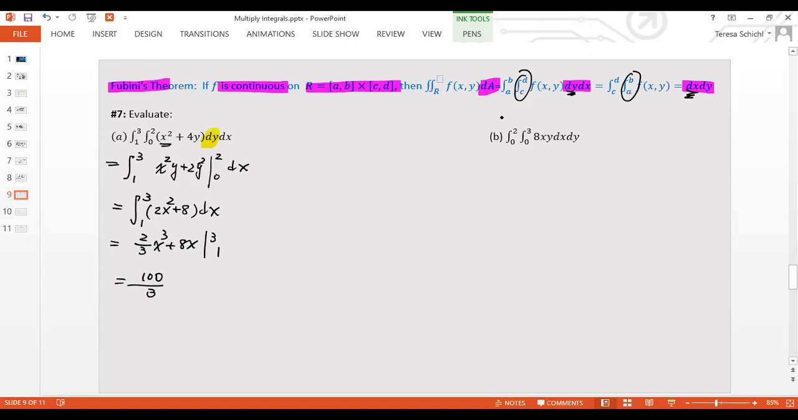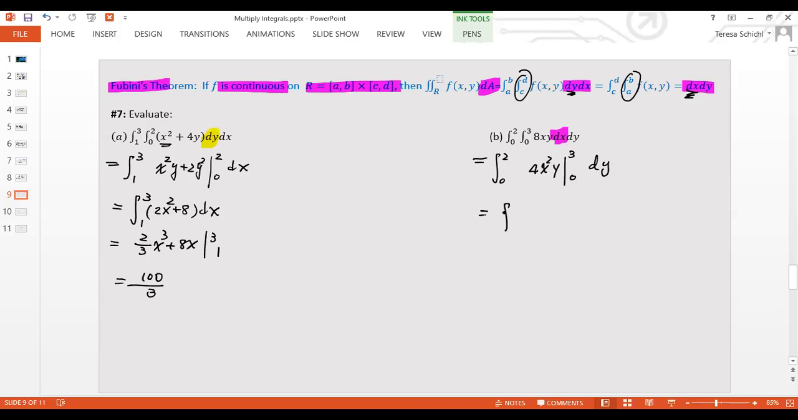Okay, so now let's take a look at this one here, right? Take a look at what I'm doing first. I'm doing x first. If you're doing x first, that means y is a constant, right? So this is 0, 2. If you do x first, what will it give you? You will get 4x squared. Don't forget y is a constant, right? Then you plug in the limits 0, 3. Then you still have a dy left here, right?